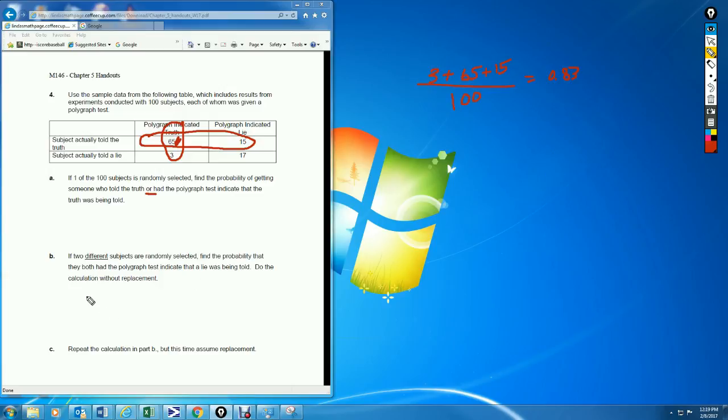All right, B, if 2 different subjects are randomly selected. So now we are making 2 sequential selections. We're going to have to do some multiplying. Find the probability that they both had the polygraph test indicate that a lie was being told. Polygraph indicated a lie are these people, and that is a total of 32.